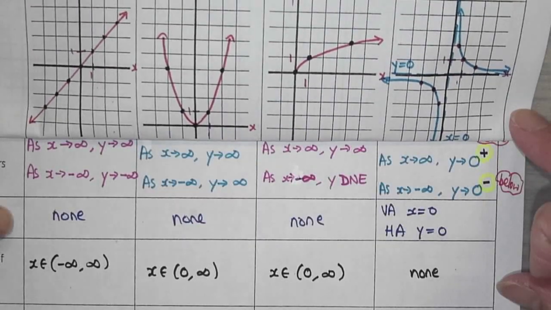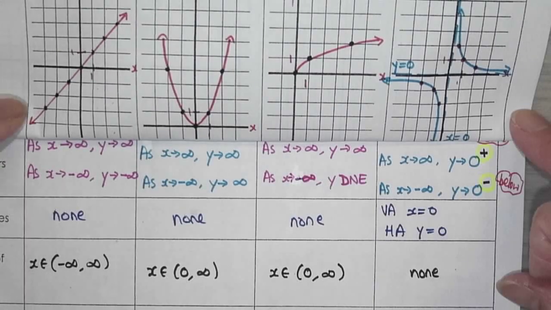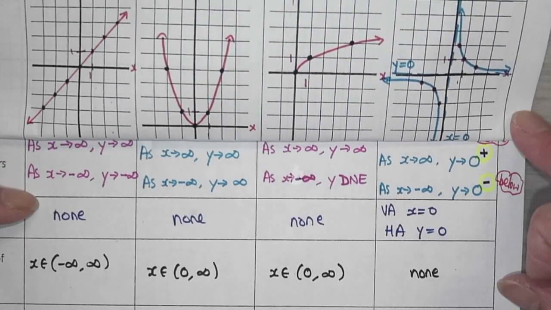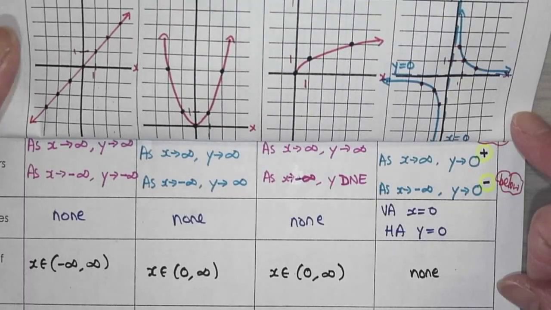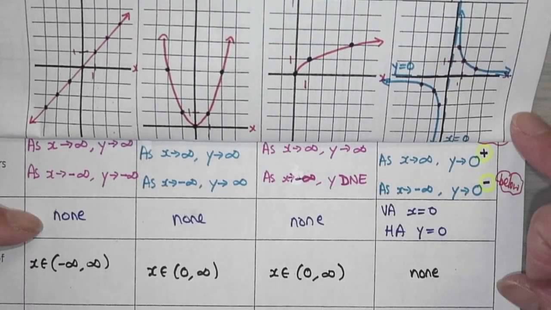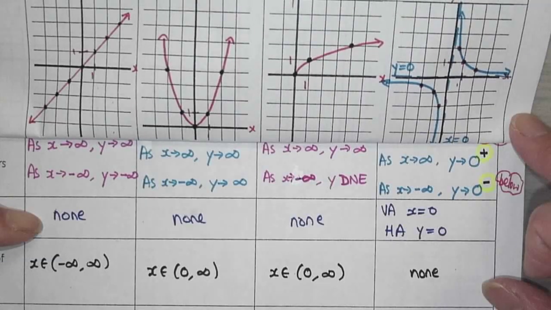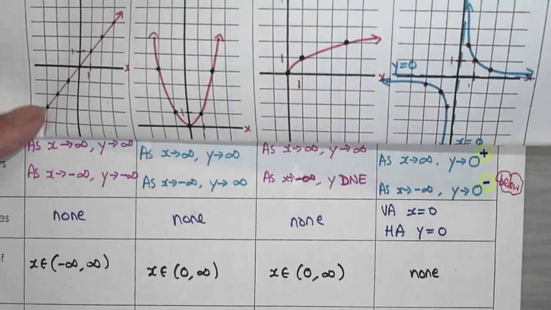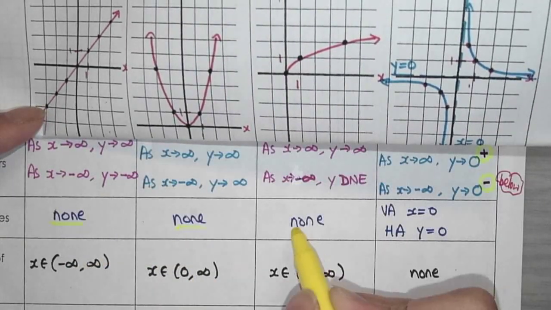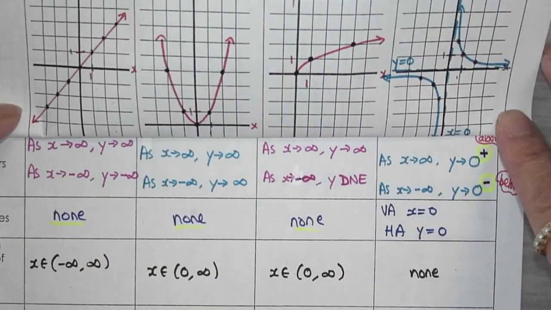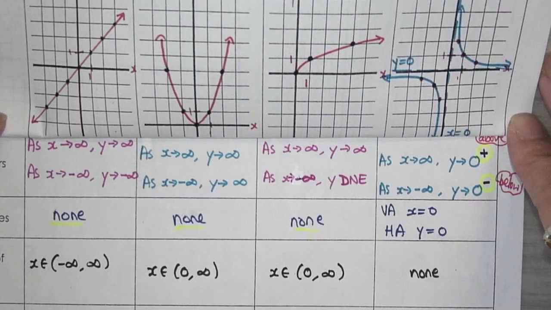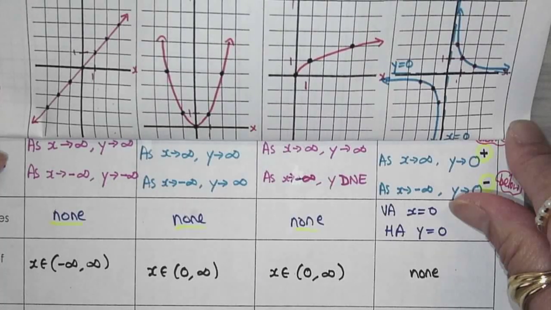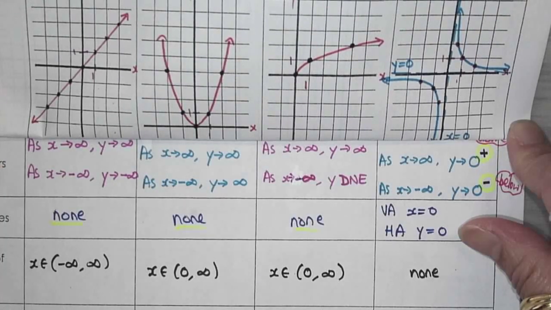Okay. For the next one, no asymptotes, so put none. I do want you to fill in every box. Sometimes we give you a chart like this and say fill in this box, this box, this box, don't leave it blank. Blank means you didn't get to it, you didn't know. If it's none, write the word none. Don't leave it blank. So none, none, none. Here, there is a vertical asymptote at x equals 0 and a horizontal asymptote at y equals 0.